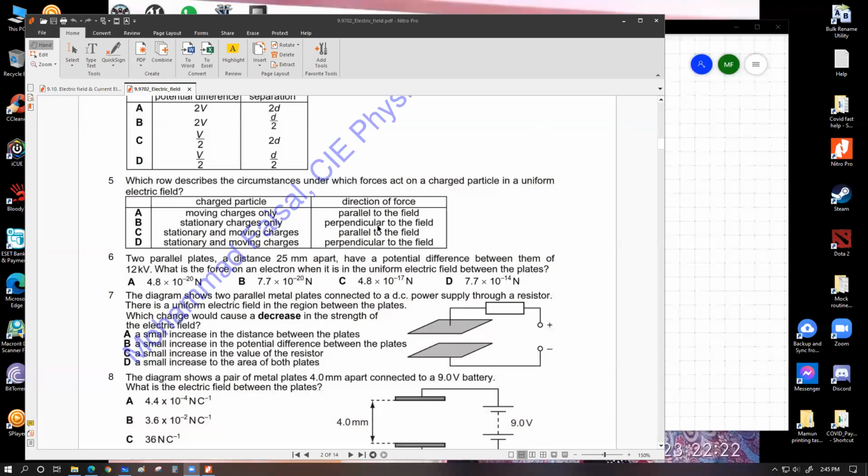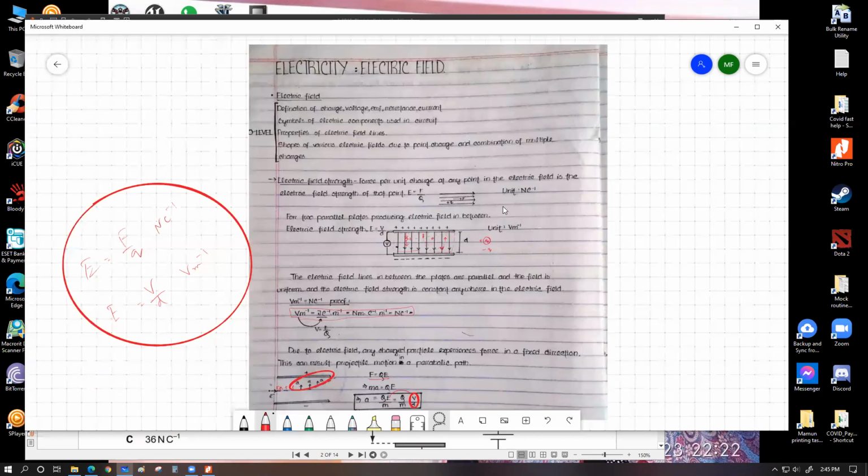So one of our students asked for question number 7 help. Here it is. The diagram shows two parallel metal plates connected to a DC power supply through a resistor. There is a uniform electric field in the region between the plates. Which change would cause a decrease in the strength of the electric field? Decrease. So this is a parallel plate, and what we know is this equation: E equals V by d.